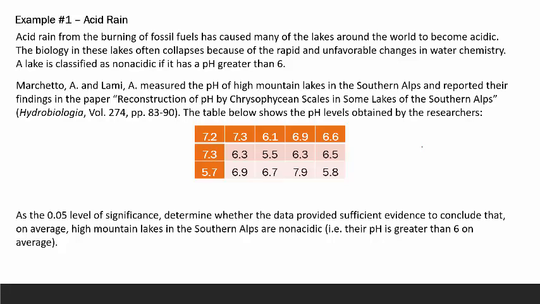Acid rain from the burning of fossil fuels has caused many of the lakes around the world to become acidic. The biology in these lakes often collapses because of the rapid and unfavorable changes in water chemistry. A lake is classified as non-acidic if its pH level is greater than 6. These two authors measured the pH of high mountain lakes in the Southern Alps and reported their findings in this paper. The table below shows the pH levels obtained by the researchers. It looks like they sampled 15 lakes.